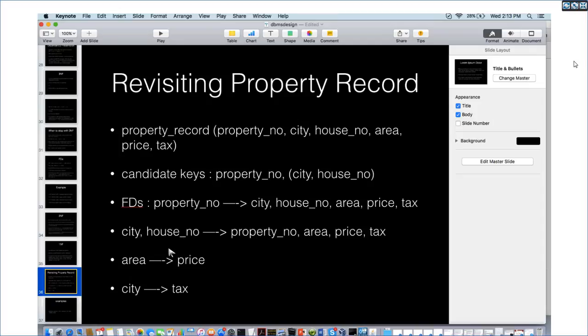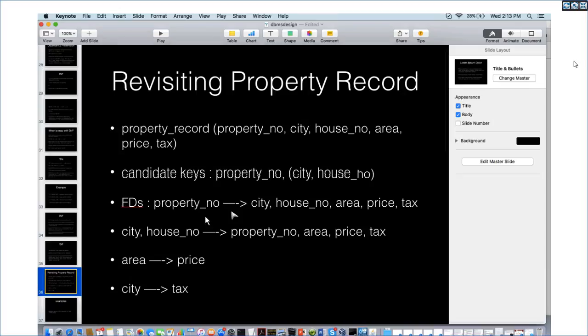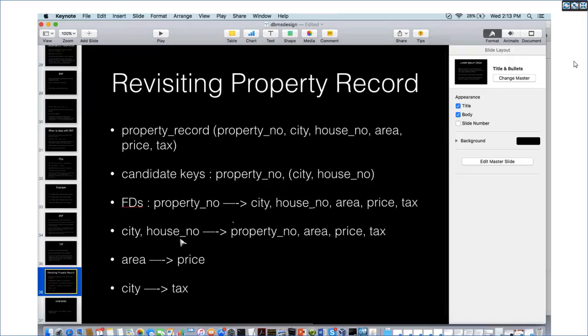Area also determines the price. Given an area in square foot, that will determine the price of the property, not the city, which is unrealistic, because normally the price will vary based on the city. But right now we are assuming that across the whole of India, for calculation purposes, given an area, we will fix the price. Similarly, given a city, we will fix the tax. For the whole city of Chennai there will be one tax, and for Mumbai there will be another tax. So this is an example.